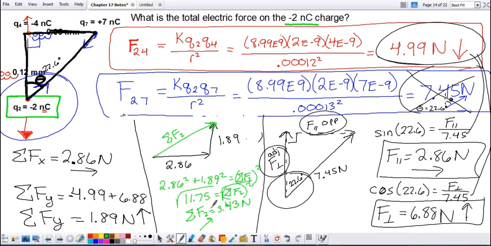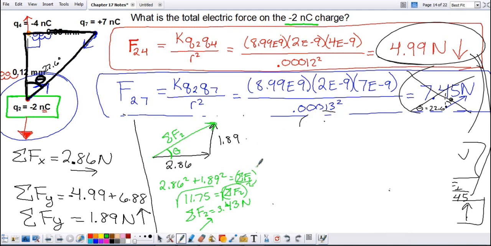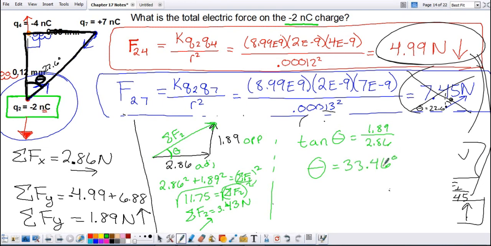So we need to find this angle, theta. So to find theta, we're going to use some trigonometry again. Okay, so this is the opposite and adjacent, so I can use tangent. So the tangent of the angle is equal to the opposite, 1.89, over the adjacent, 2.86. Take the inverse from both sides, and we get 33.46 degrees.